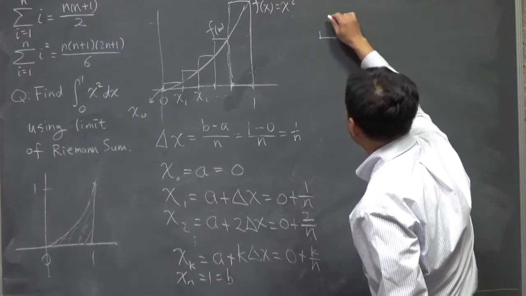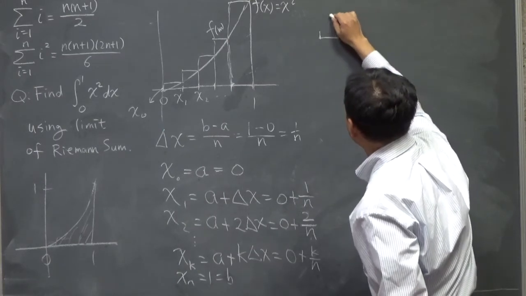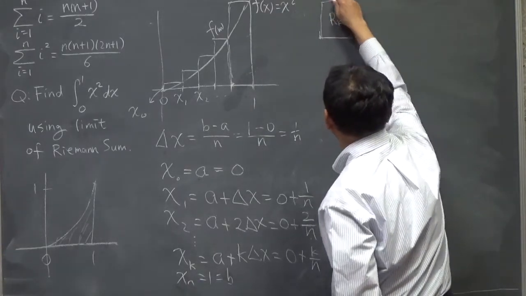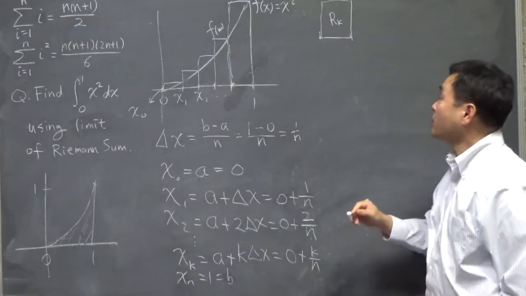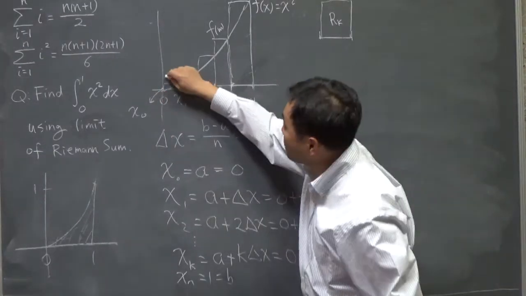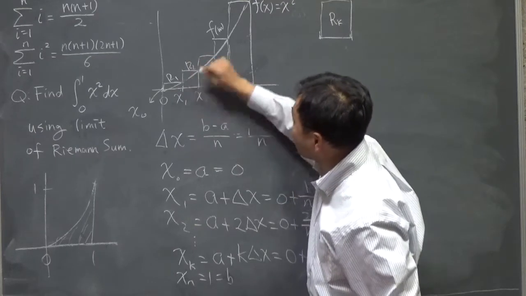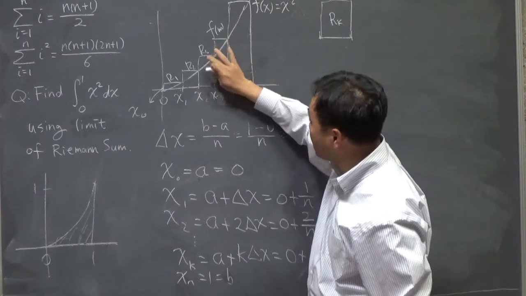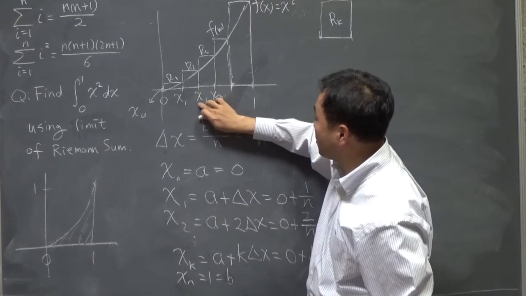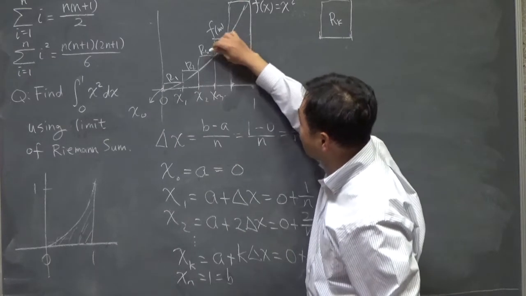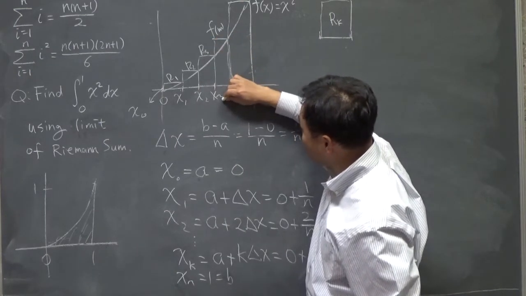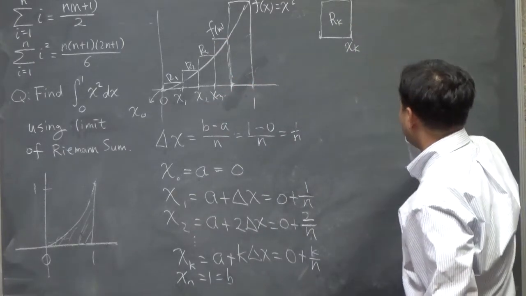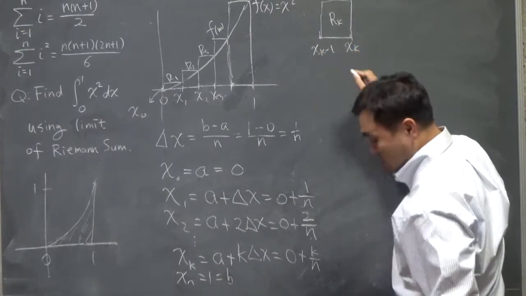If you have the kth interval, I'm going to denote Rk as the area of the kth rectangle that you construct, okay? And so this is R1, this will be R2, this will be R3, and so on and so on. And if you look at the pattern here, R3 has x3 as the right endpoint and x2 as the left endpoint. So it's always the case that this k matches with this number, and this will be one less. So Rk will have xk as the right side and xk minus 1 as the left side.